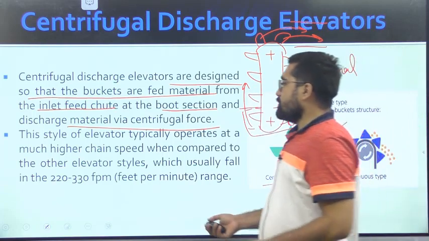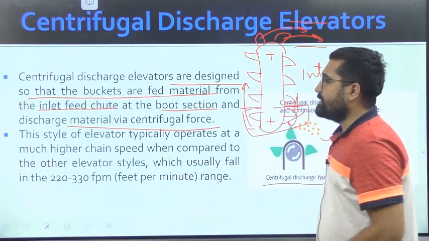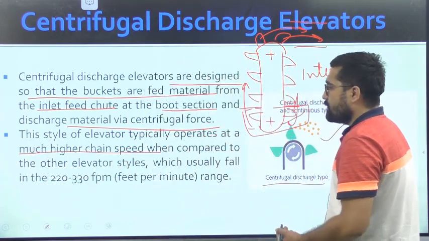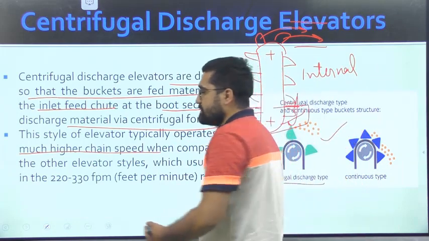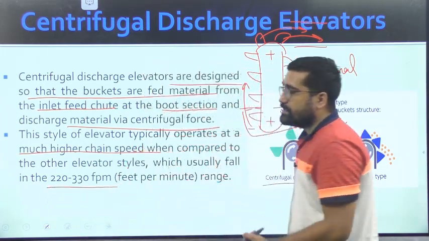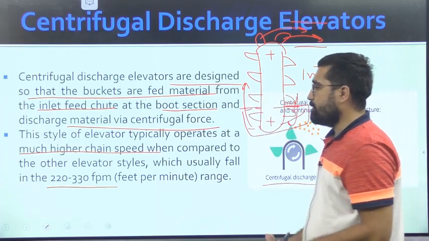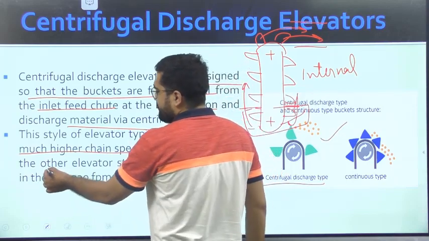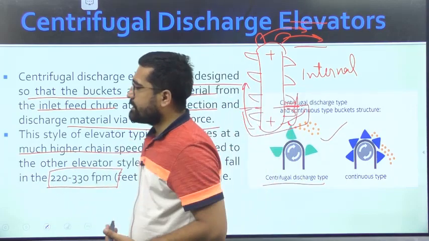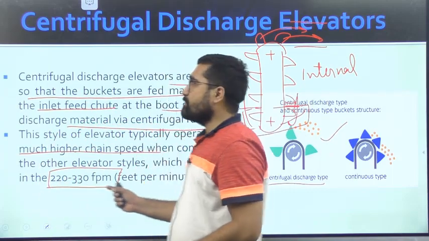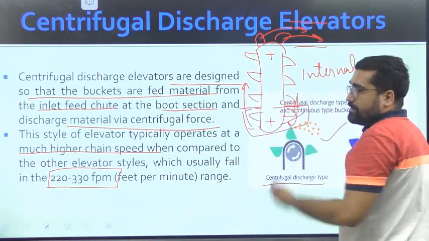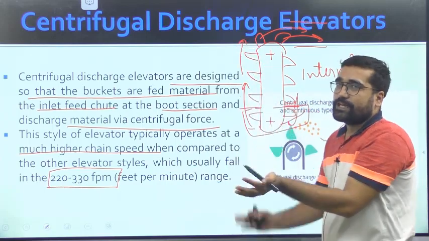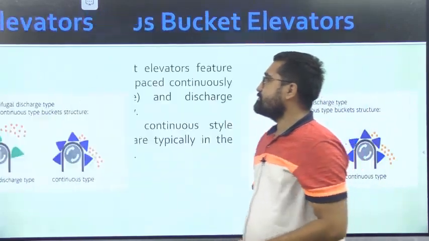This type of bucket elevator is used at a much higher speed when compared to other types of bucket elevators. So what is that speed? That is 220 to 330 fpm, feet per minute. This was the range, the speed of the belt or the chain at the time of discharge. We saw that we have to provide some centrifugal force. For that we have to give extra force to the belt so that the centrifugal force can act and the material can be discharged.